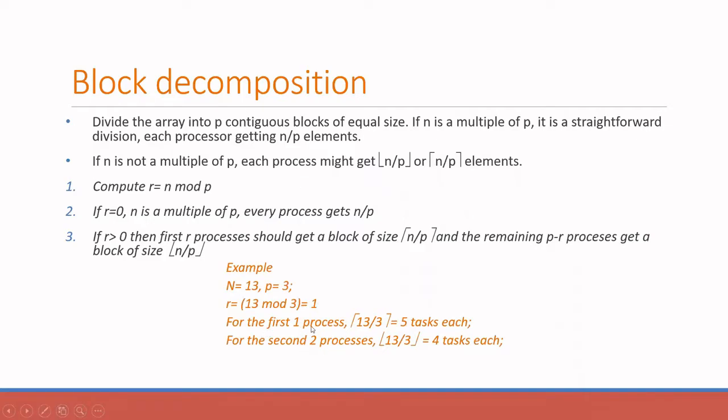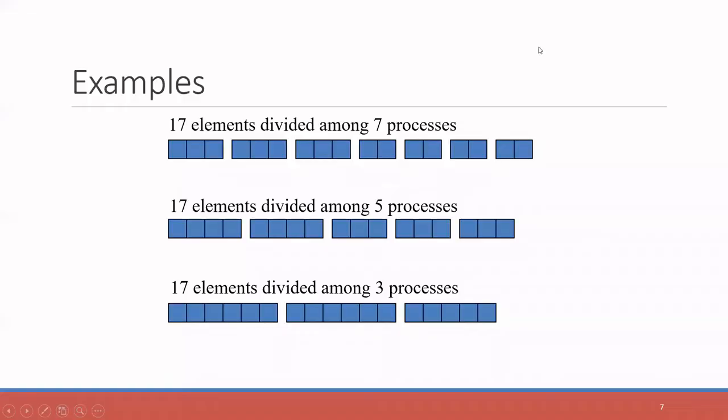Here you can see that for the first R processes, R is equal to 1. So the first R process will take the ceil of 13 divided by 3, which is equal to 4 point something. When you ceil it, it will get 5 tasks. So the first process will get 5 tasks. And what happens to the P minus R? Here P is equal to 3, 3 minus 1, 2 processes. The rest of the 2 processes get the floor of 13 divided by 3, which is equal to 4 tasks each. So in the example, the first process will get 5 tasks and the rest of the processes will get 4 tasks each.